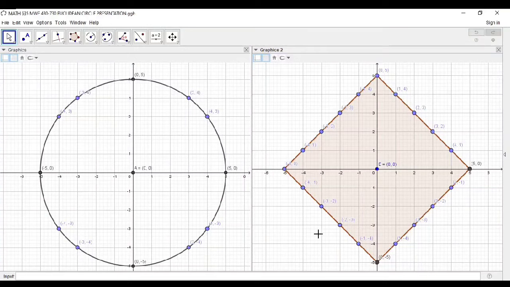The lattice points for this circle are shown here. Using GeoGebra, we can create the circle using center 0, 0 and radius 5. As in Euclidean geometry, a circle is defined as the locus of all the points that are the same distance from a given point. In Euclidean geometry, the shortest distance between 2 points is a straight line, like a flying bird.